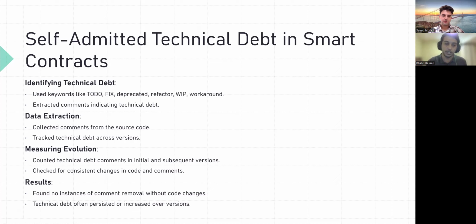Checking for technical debt is not very simple, because you also have to make sure that if a comment is removed, it is also consistent with removing the actual code block that is recognized as technical debt. So you might have instances where the comment was removed but the technical debt itself wasn't, or where the technical debt was removed but the comment was not. We checked for these instances, and in our data set, we found no instances where inconsistent changes were made.